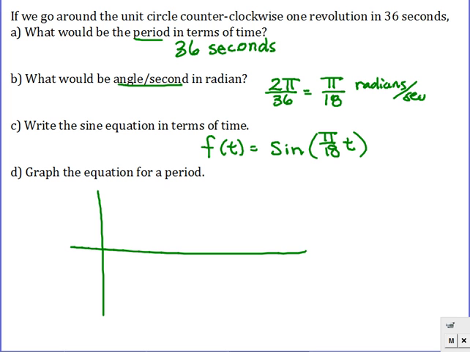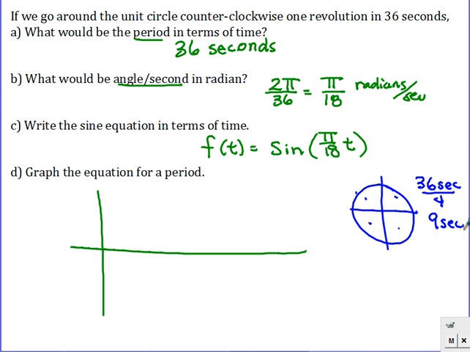So we haven't changed our midline, and our amplitude hasn't changed, we still have an amplitude of 1, but our period is now 36 seconds. So there are always 4 quarters, right? There are always 4 parts, 4 quadrants in our unit circle. So if I take one full period, 36 seconds, and divide it into 4 pieces, each piece should be 9 seconds. Well, that's really important for when I'm making my x scale or my time scale.